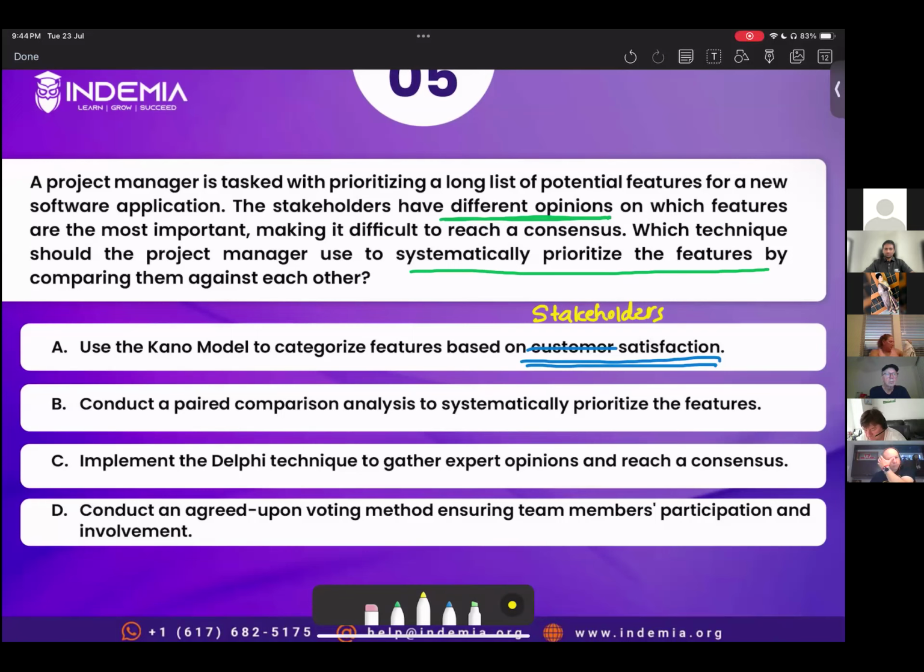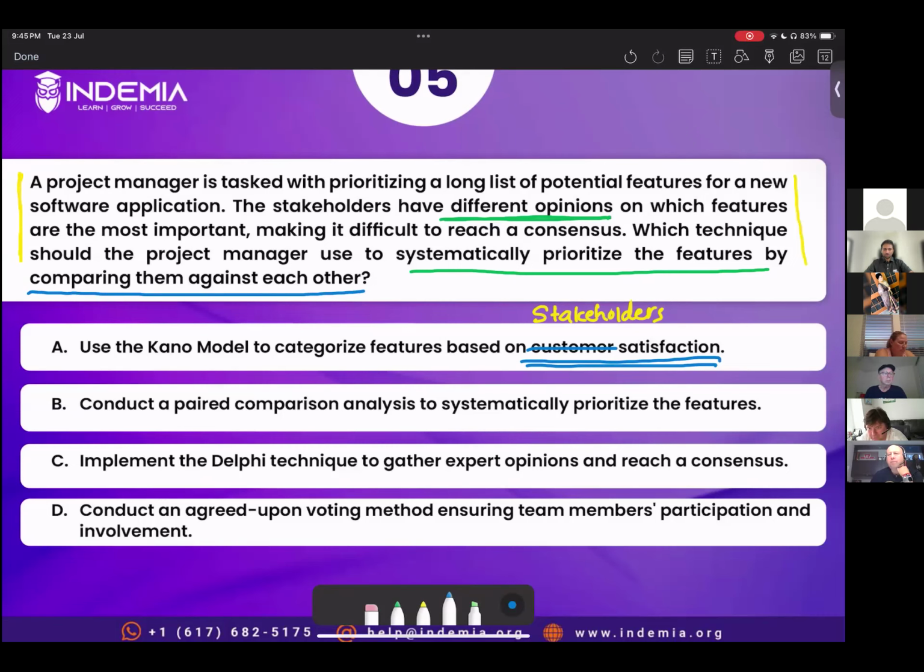So I think most of you could not figure out the right answer just because you have read the first 4 lines. I guess this is my assumption, right? If you read the last line, it says, prioritize the features by comparing them against each other. So we need to find a method where we prioritize features by comparing them against each other.